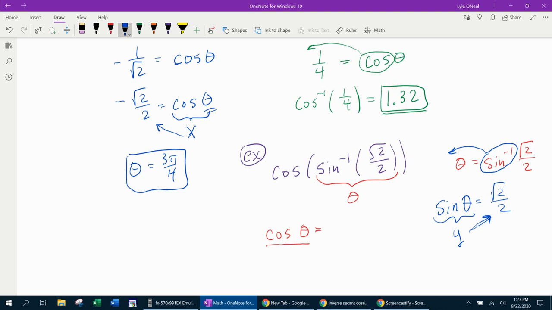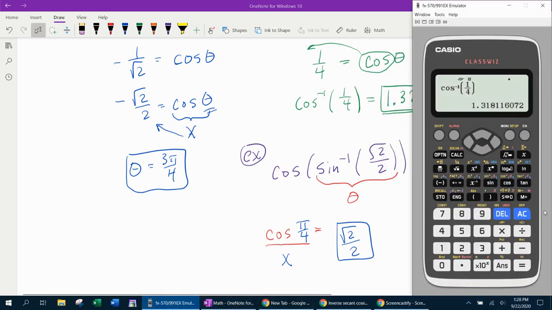where our y-coordinate is positive square root of 2 over 2 is when theta is pi over 4. And so now that we know what theta is, now we can find cosine of pi over 4 by going to the unit circle and looking at the x-coordinate at pi over 4, which is square root of 2 over 2, okay? So the answer to this entire problem should be square root of 2 over 2.